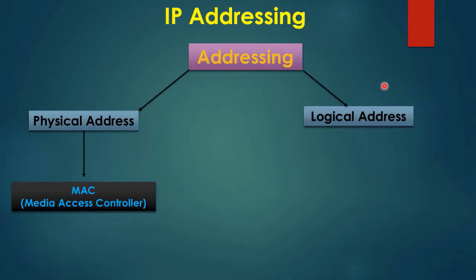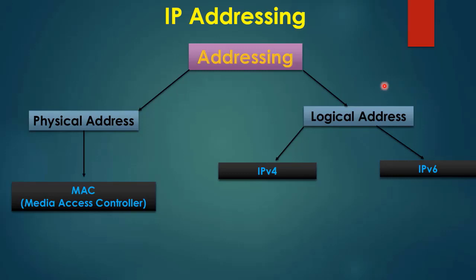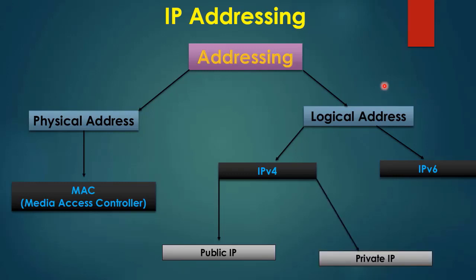An example of a physical address is the MAC address. Every device has a unique MAC address. MAC address stands for Media Access Control. Logical address has two types. One is IPv4 and the second is IPv6. In this lecture we are going to discuss IPv4. IPv4 has two types. One is public IP and the second is private IP.